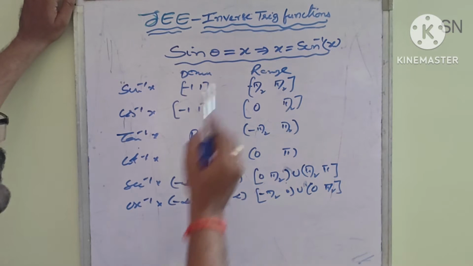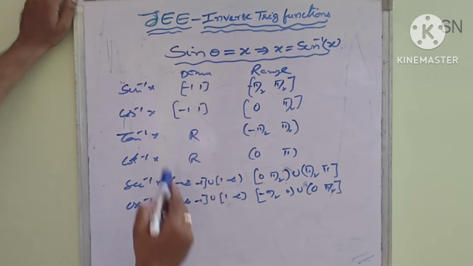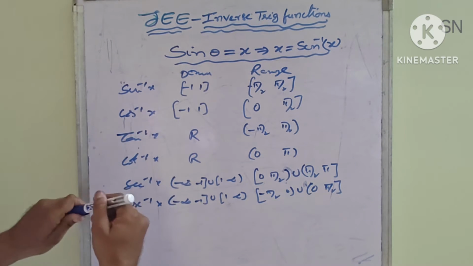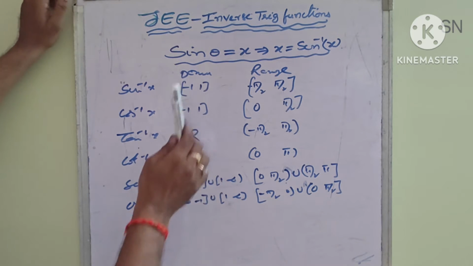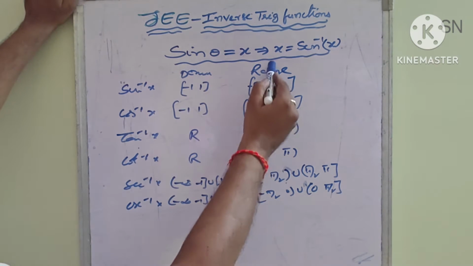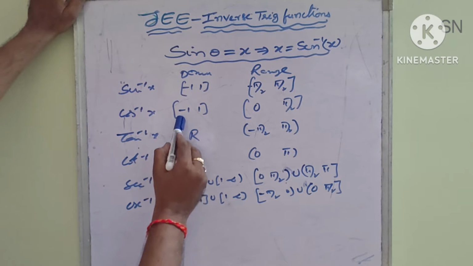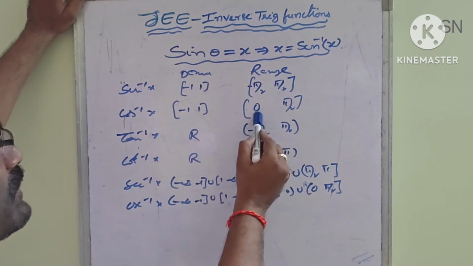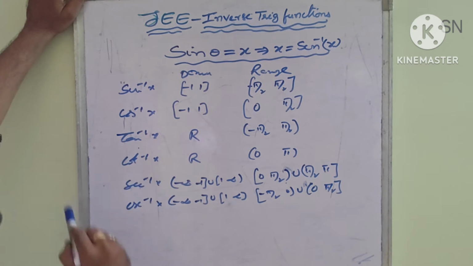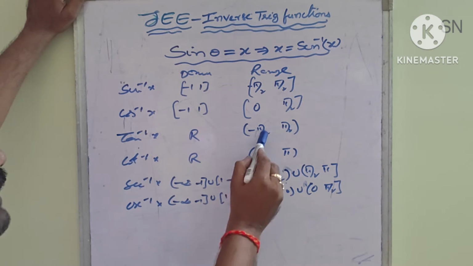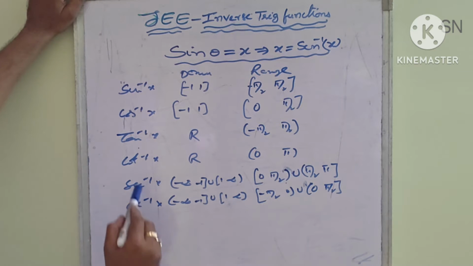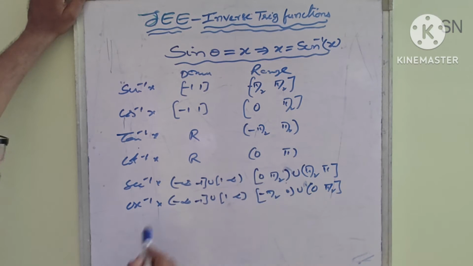Here are the domain and range of the inverse trigonometric functions. Sin inverse x: domain is minus 1 comma 1, range is minus pi by 2 comma pi by 2. Cos inverse x: domain is minus 1 comma 1, range is 0 comma pi. Tan inverse x: domain is R, range is minus pi by 2 comma pi by 2. Cot inverse x: domain is R, range is 0 to pi.